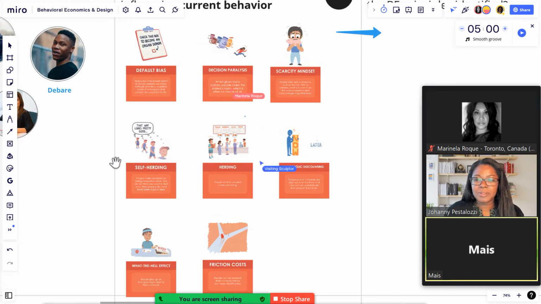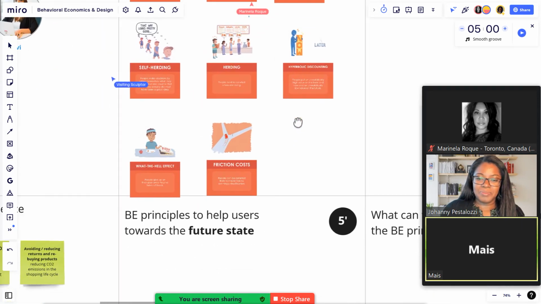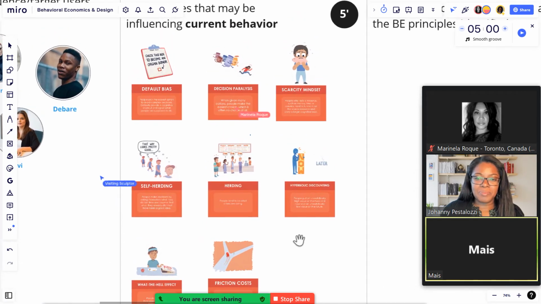Sure. I chose herding. It's when people tend to do what others are doing. I'm guilty of that. Sometimes I hear that people are shopping on a specific website, I get very intrigued and curious, and I just get what they're getting.